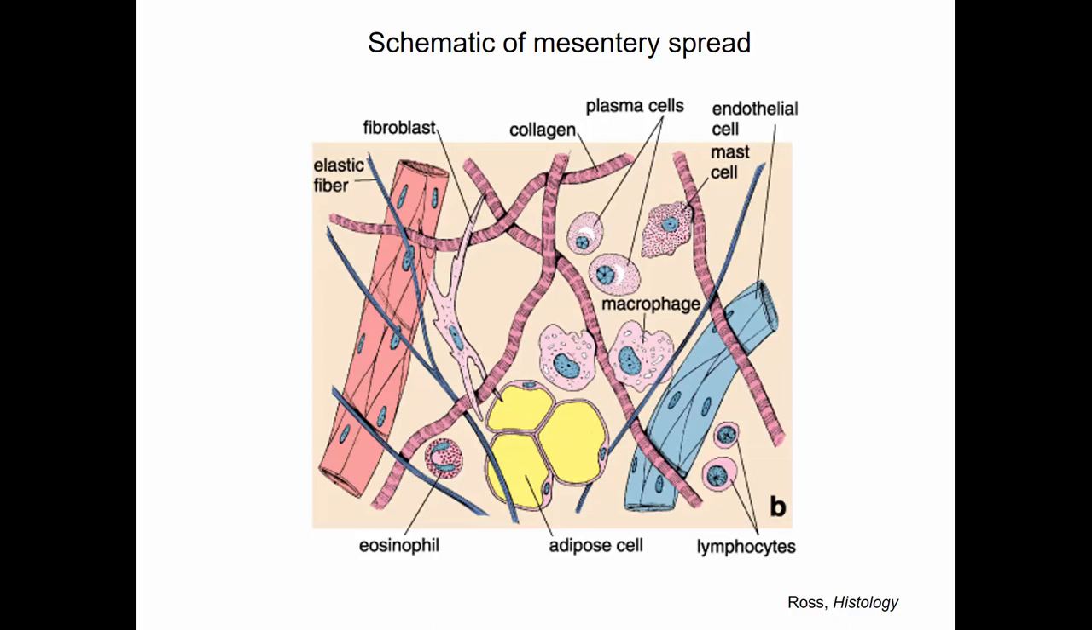This is adipose, white fat, eosinophils, which are mediating inflammation, and elastic fibers, arterioles, venules, and so on. So you can see that this mesentery is a very complex loose connective tissue. And the characteristic cells of the connective tissue, the fibroblasts, only make a partial contribution. There are many other cell types there.